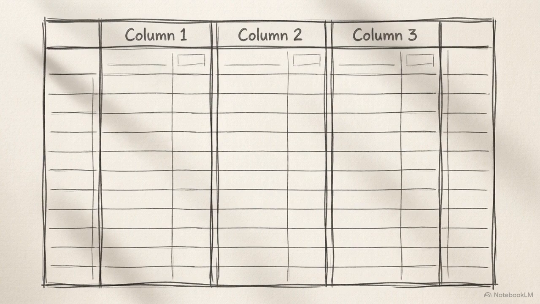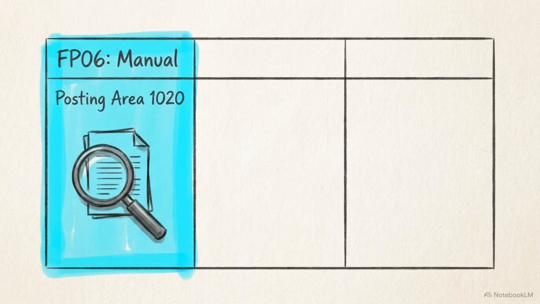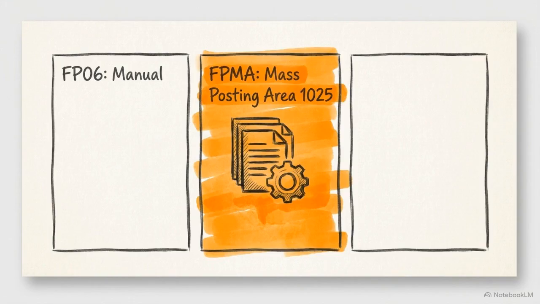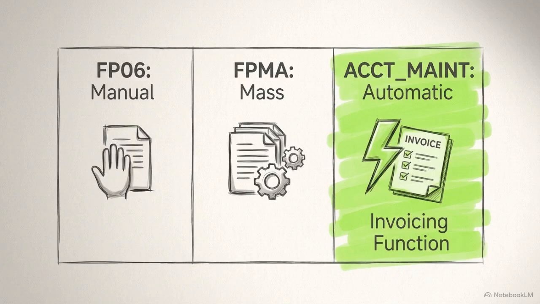To recap, you have 3 primary ways to manage this process. Use FP06 for precise manual exception handling. Schedule FPMA to process high-volume batch clearings, and use the ACCT_maint invoicing function to clear items at the exact moment a bill is generated.